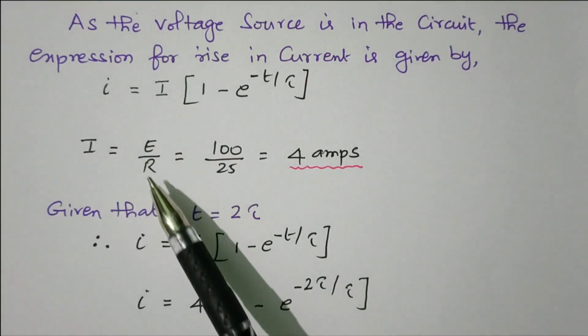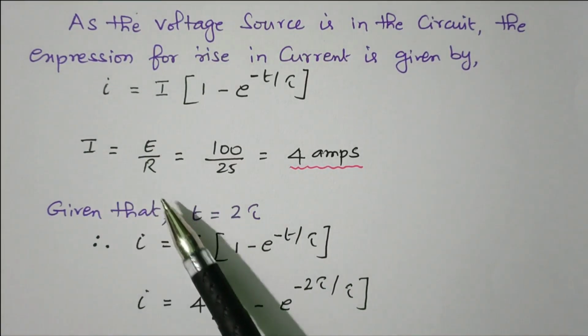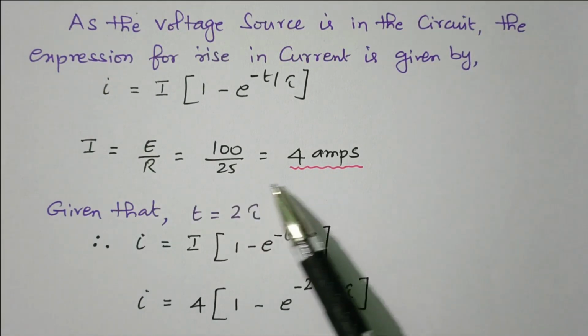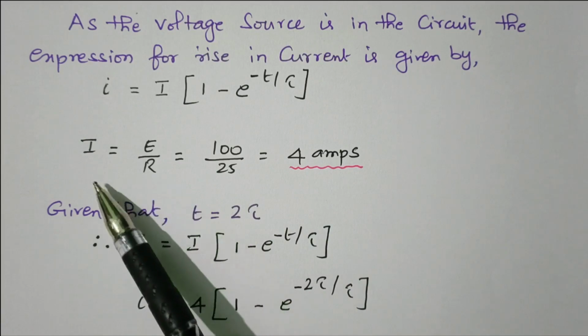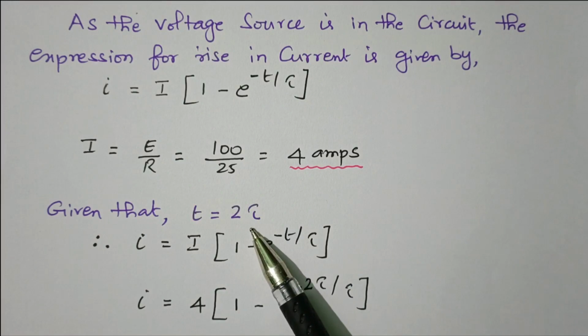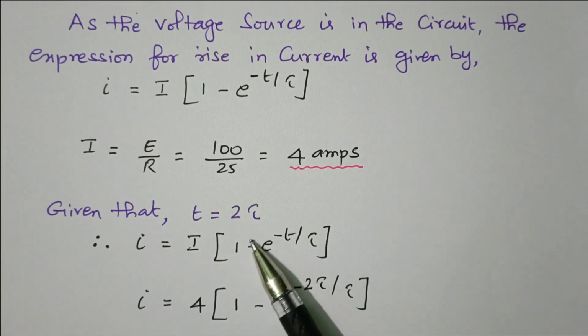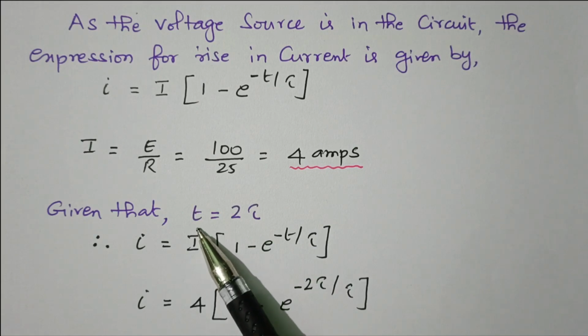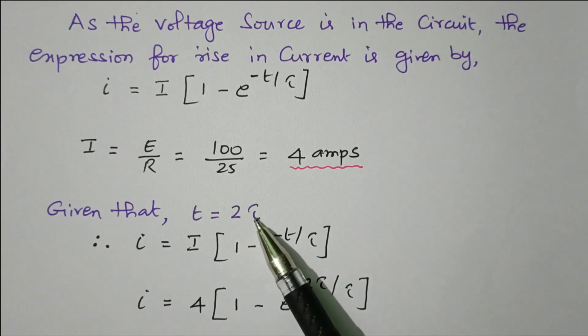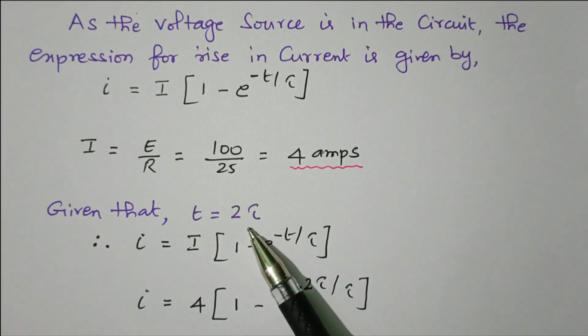So I equal to E divided by R. These two data are available. E is 100, R is 25, so 4 amperes. So steady state current I equal to 4 amperes. And given that t equal to 2 times of time constant, 2 tau. One more data we have: the current in the circuit at twice the time constant. This is tau. So t equal to 2 tau.